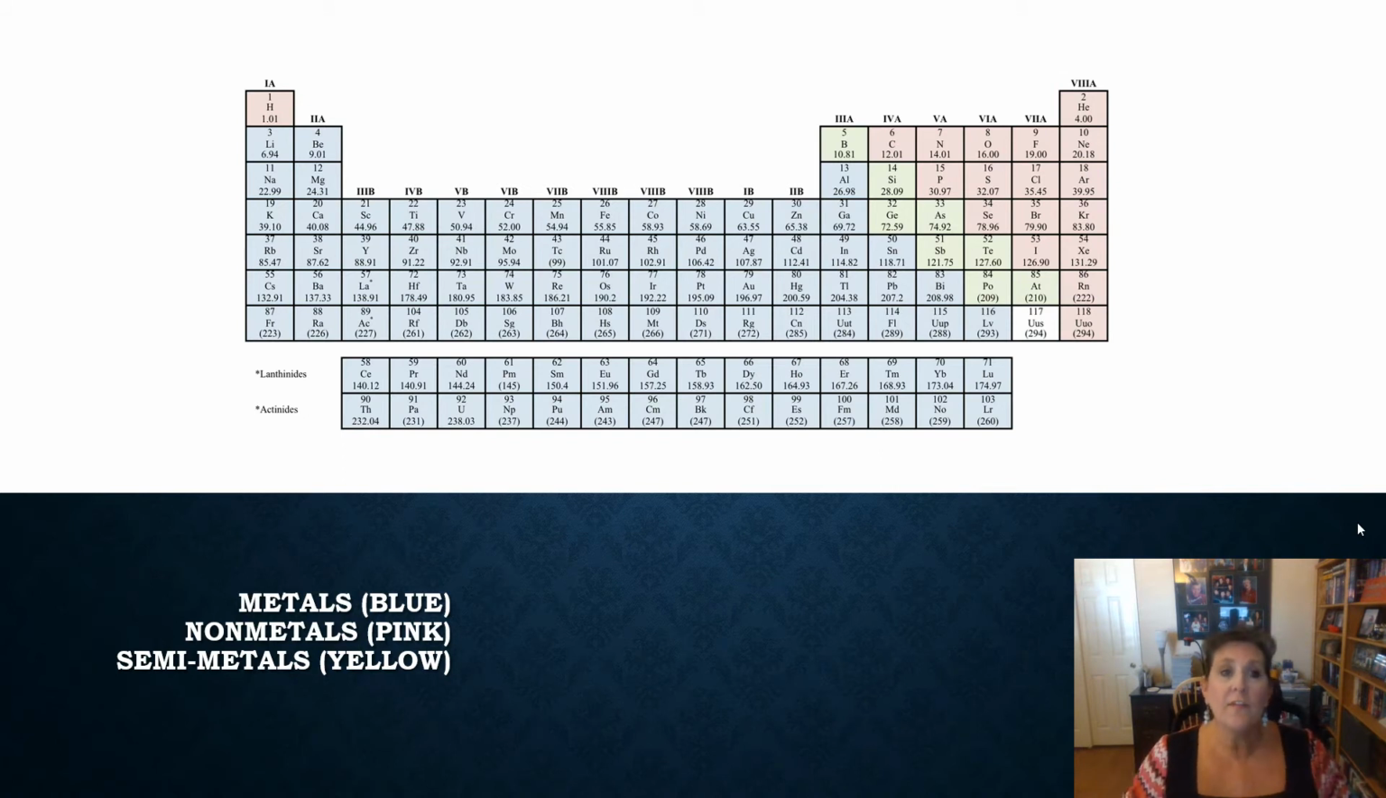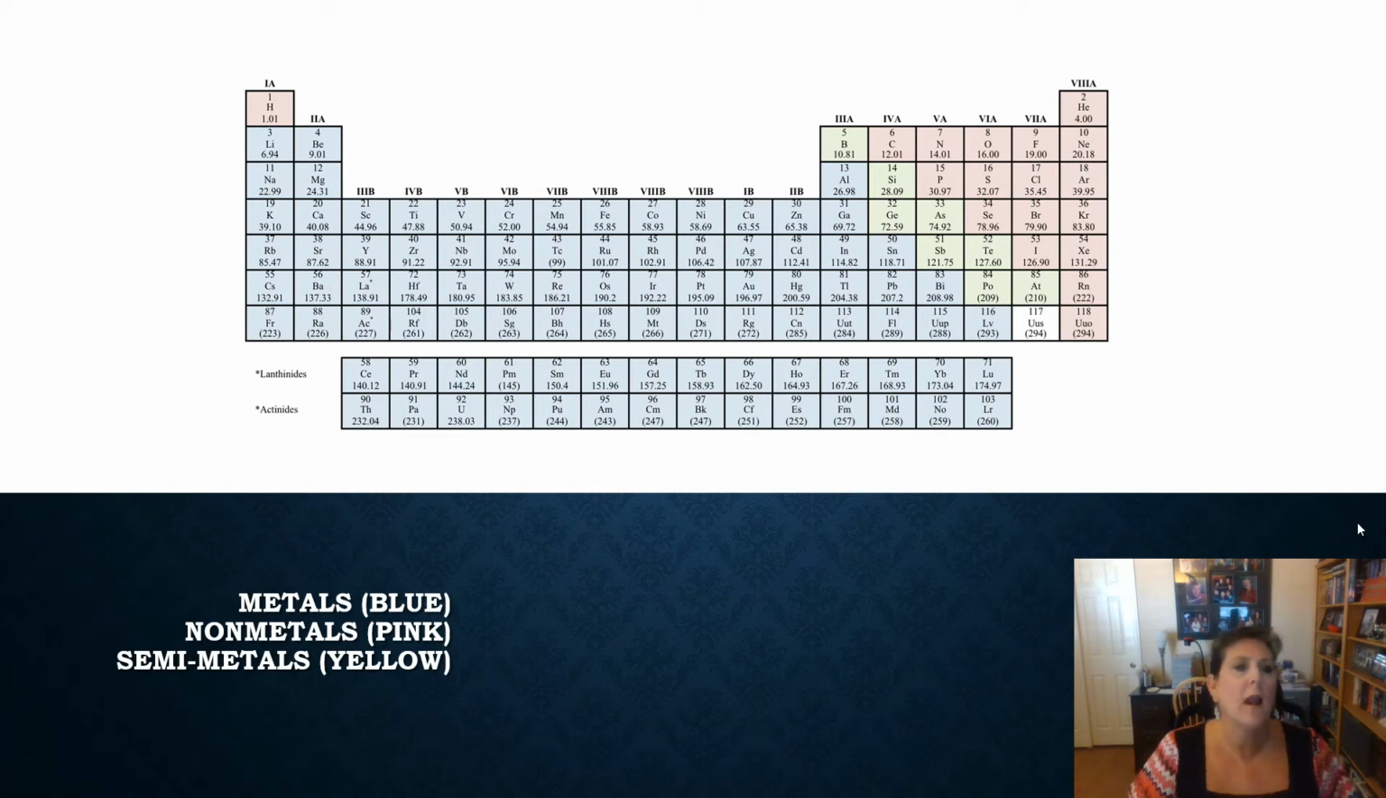So let's go back to metals and nonmetals. Now in this periodic table, which you've seen earlier in this chapter, just wanted to remind you, the metals are blue, hydrogen and the pink elements are nonmetals, and then the yellow elements are the semimetals.